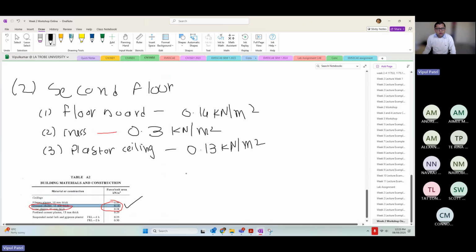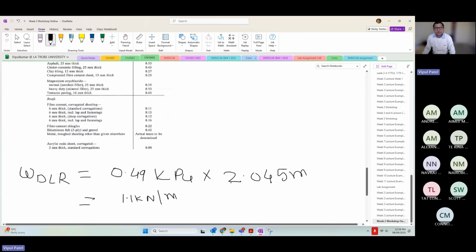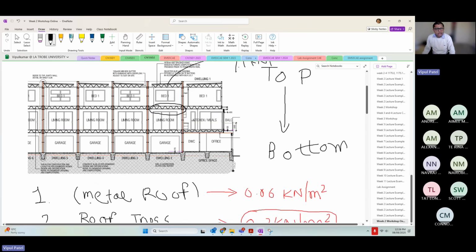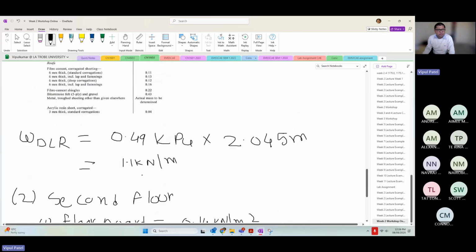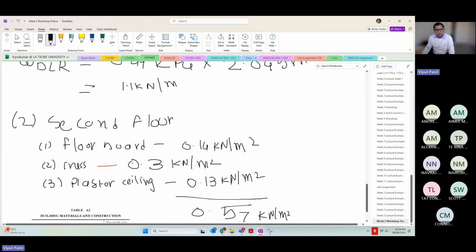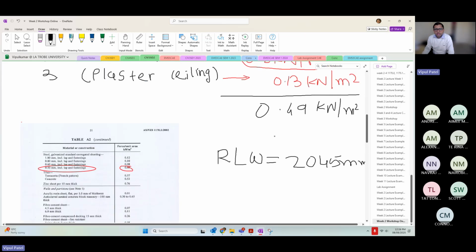0.13. So if you add up all these, how many kilopascals is it going to provide? 0.14 plus 0.3 plus 0.13, you get 0.57 kilopascals, or 0.57 kilonewton per meter square. A little bit heavier than your roof, because the roof has these sheetings, and that was a light metal roof sheeting, only 6 kilogram per meter square. But here we are using timber, plasterboard, and floorboard, which is a little bit heavier. That's what makes 0.57 compared to 0.49.